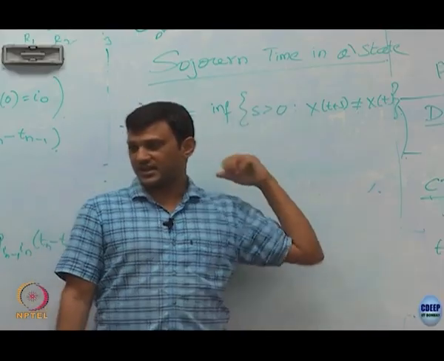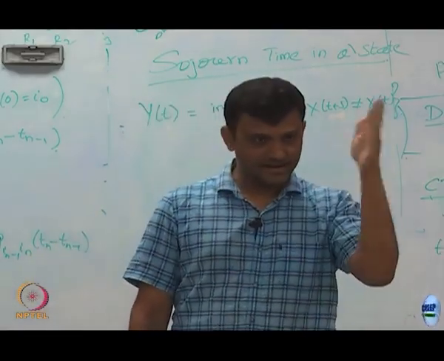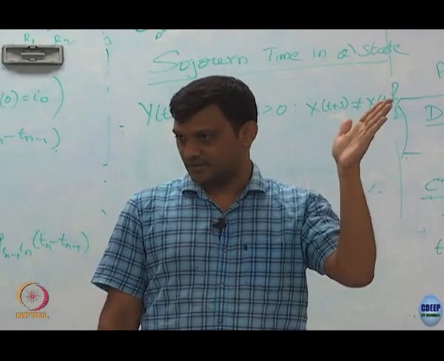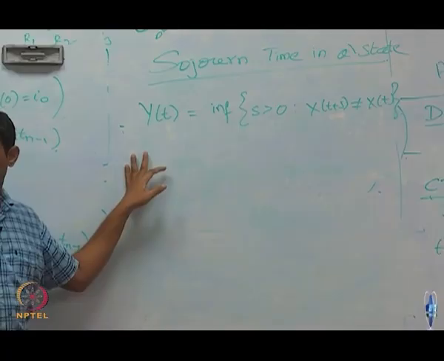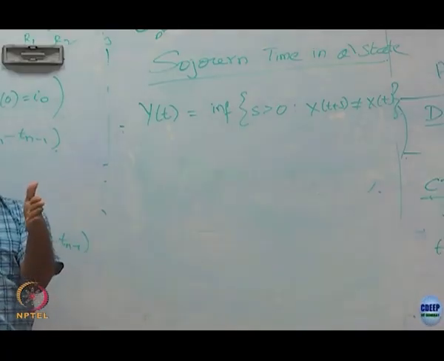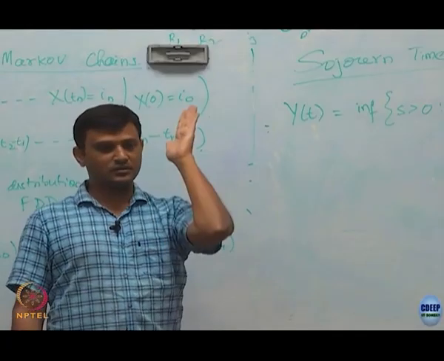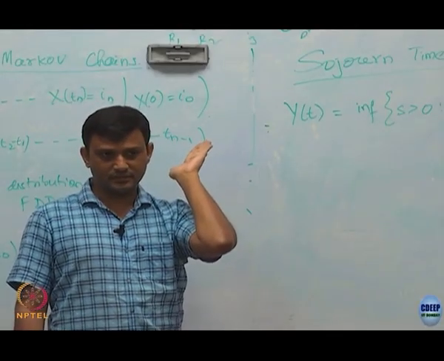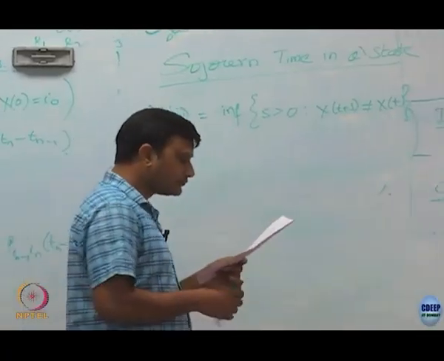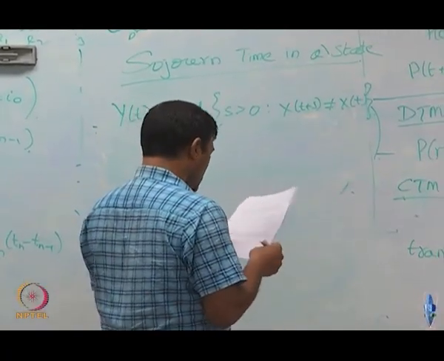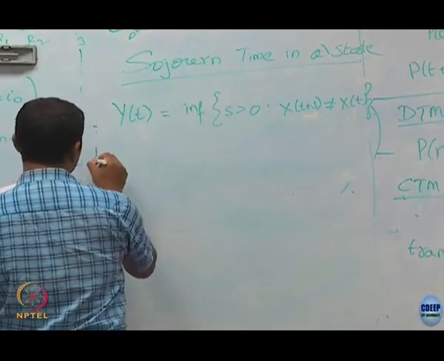So sojourn time is basically the minimum amount of time you are going to spend in a particular state at a time t. So this is defined for every t. You look at a process at some time t, you just see when is the earliest that it is going to change its state. That is going to give you a sojourn time. Now comes this theorem.